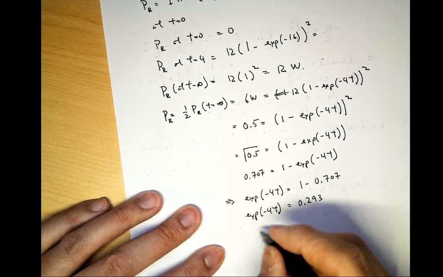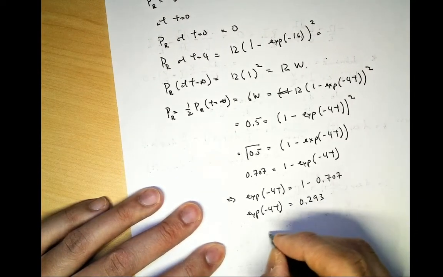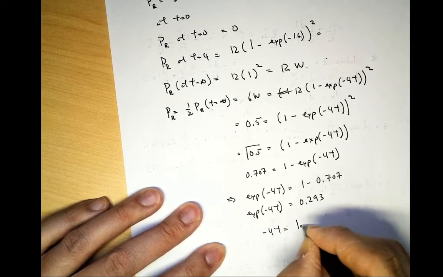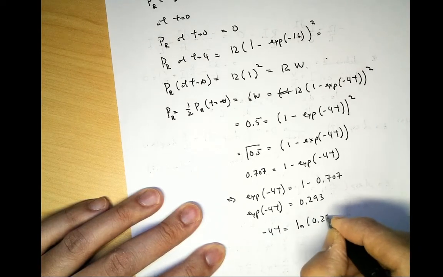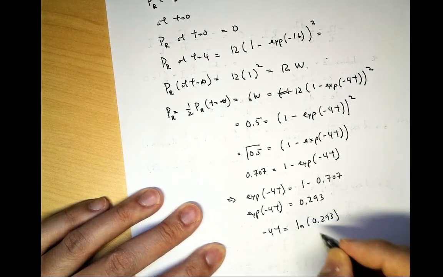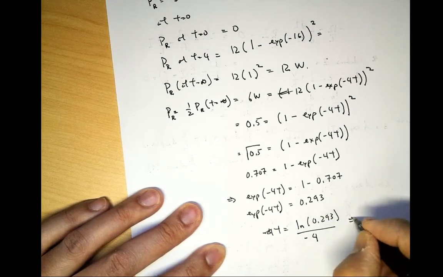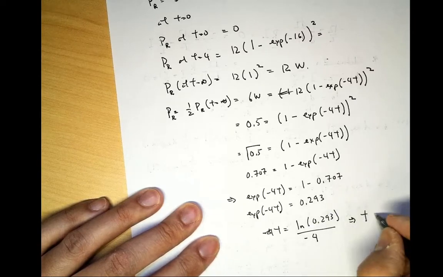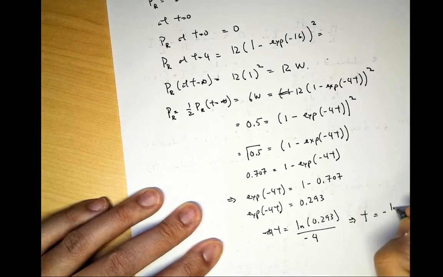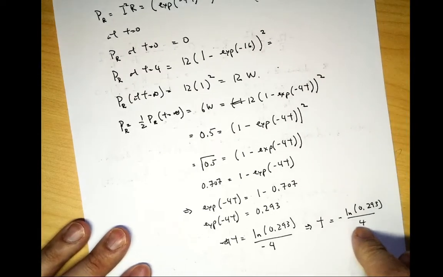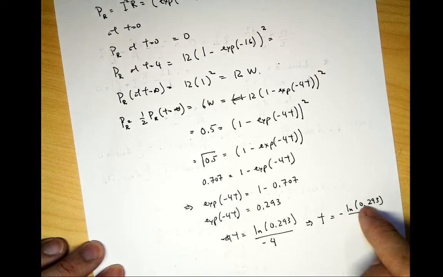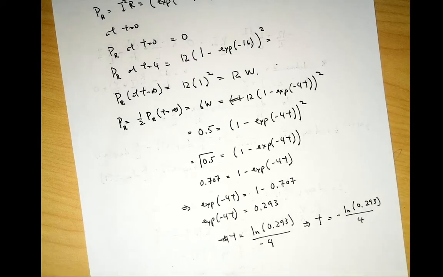And so we can figure this out. The minus 4t is the natural log of 0.293, divided by 4, right? And that's your answer. So t is minus the logarithm of 0.293 over 4. This number will in fact be positive, and the reason why is that the logarithm of a number which is less than 1 is actually negative. All right. Okay.